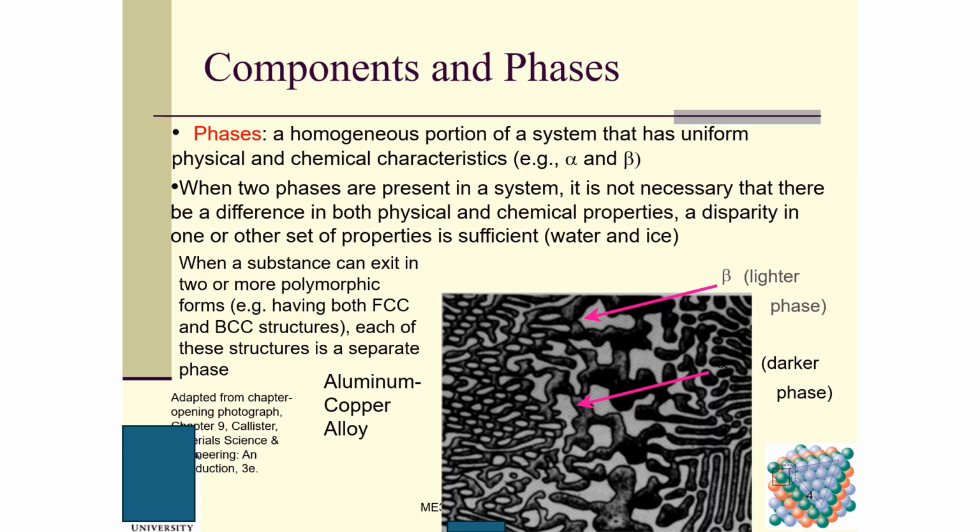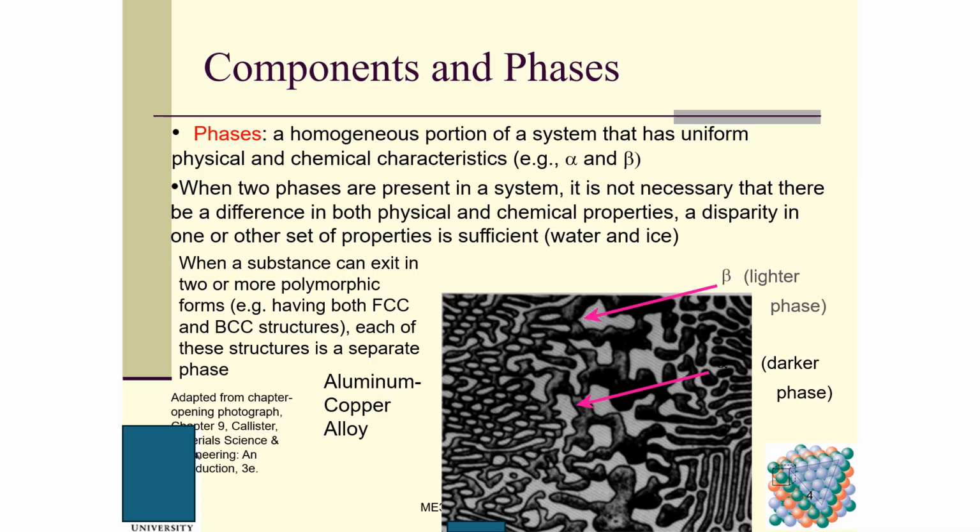No question? Let me give you a micrograph. This micrograph is an aluminum copper alloy. Beta is the lighter phase. You can see beta is the lighter phase. The darker phase is the alpha phase. And by the way, this is a micrograph.